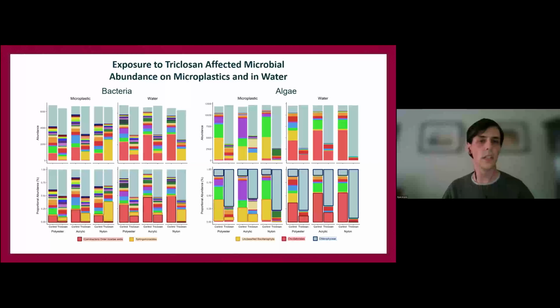These findings are significant in the context of pollution of microplastics, considering the ability of microplastics to absorb other pollutants like triclosan, and then carry them through natural systems where they could interact with natural populations of microbes and potentially affect microbial ecology in those areas.